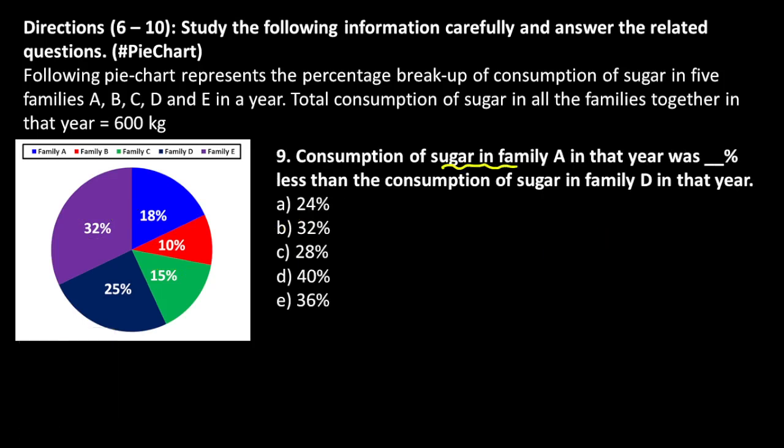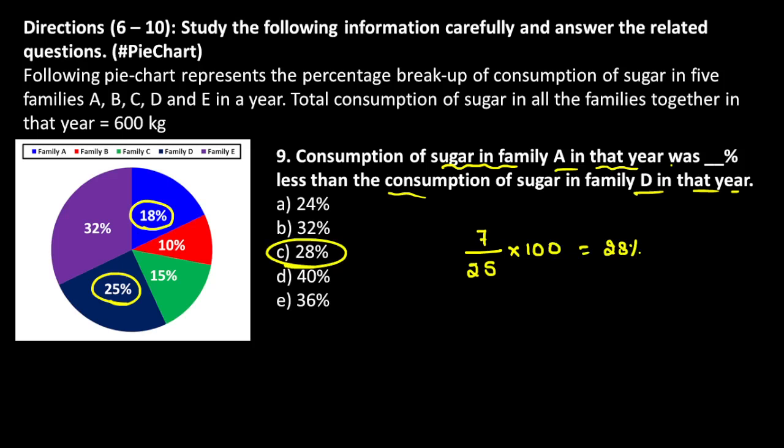Consumption of sugar in family A in that year was what percentage of sugar in D in that year? Very good. They are asking about A and B, what percentage of it. Very good. Yes, 18, 25. They are talking about less, so the difference, which is 7 out of 25 into 100, 7 4 times is 28 percentage, option C is the final answer for this question. Right. Yes. Next question.